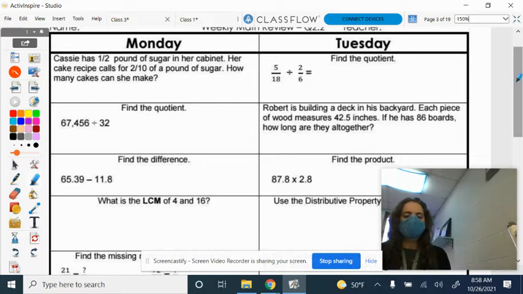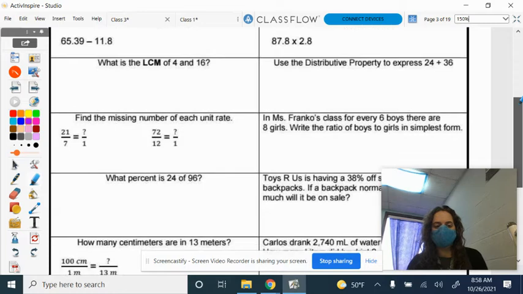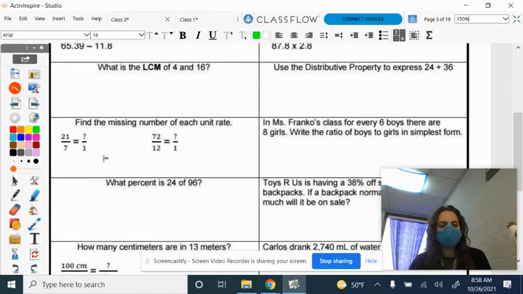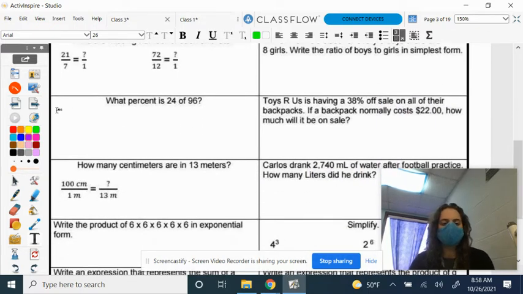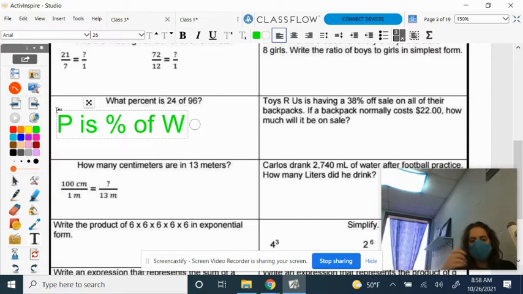The percent. So, like I said, we've done a lot of these now. The percent is probably the newest one out of all of them. So, what is the sentence that we always remember? Caitlin? Part is percent of whole. I want you to see it. So, do we have a percent?